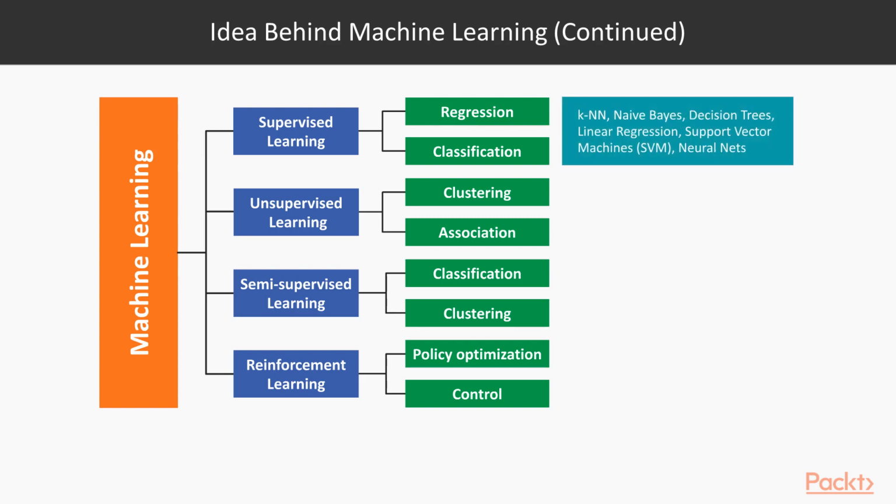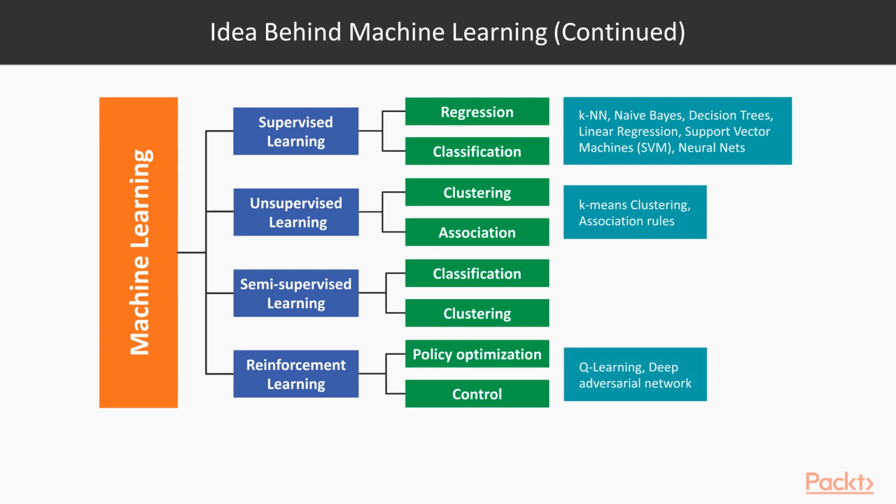For supervised learning, there are algorithms like k-nearest neighbors, naive Bayes, decision trees, and SVMs, and of course neural networks. This also comes under supervised learning. In unsupervised learning, you have algorithms like k-means clustering and association rules. And in reinforcement learning, you have algorithms like deep adversarial networks and Q-learning kind of networks, where you try to learn the policy for which the reward is maximum.